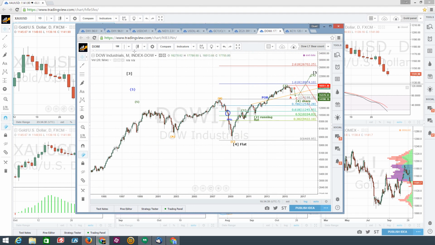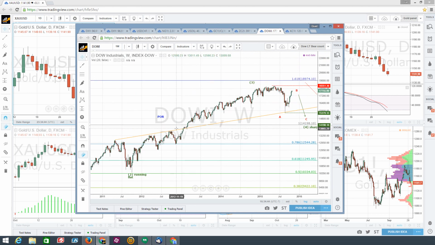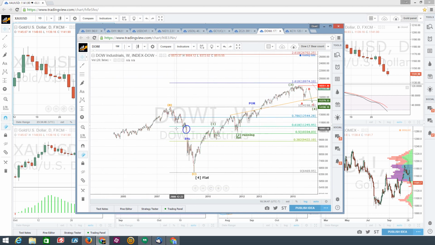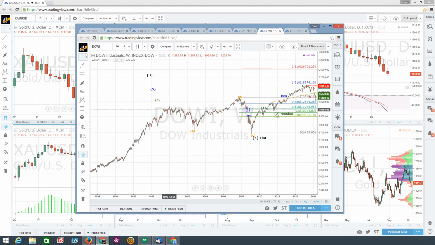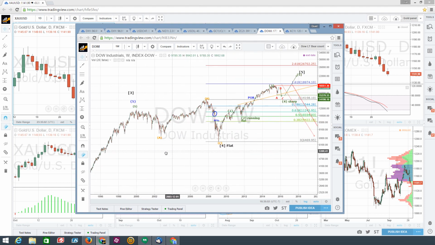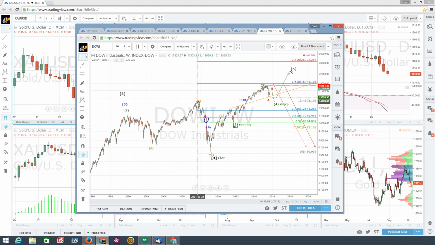And I think we'll go to a weekly here. So 2000 was really a significant top. Wave 5 of 5 of 3. And since then, you saw a wave A down, a wave B up, and then from wave B there was a 5-wave move down into a wave C of 4 for a 3, 3, 5 expanded flat count.